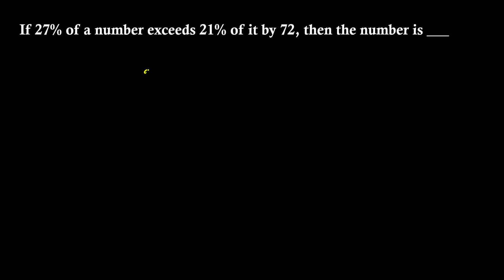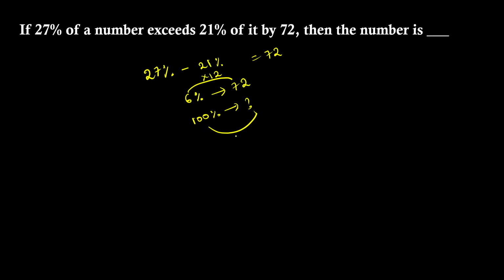20% of a number, 27% of a number exceeds 21% of the number by 72, which is nothing but the difference between these two is 72. That's 6%. If 6% is 72, then 100% is? Try to relate it this way. 6 into something should give you 72. That's 12. So 100 into the same number gives you the answer. 100 multiplied by 12 gives you 1200. This is how we calculate questions of this kind.